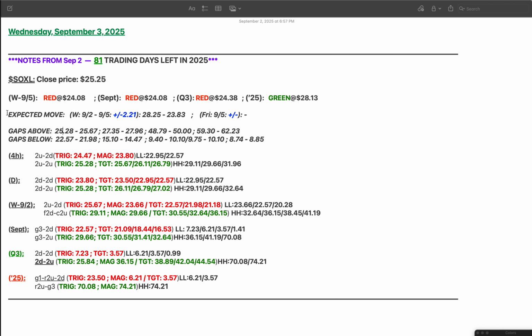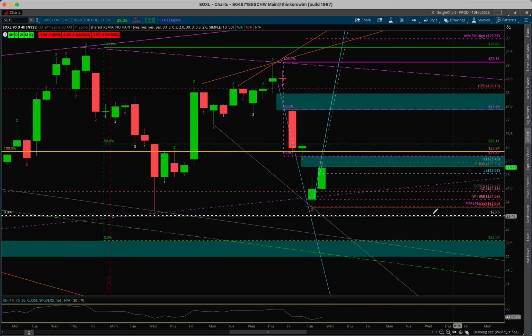We have the market makers expected move for the week, again, $2.21. So that's 28.25 and 23.83. If we take a look back out there, we opened today and pushed down exactly to the market makers expected move to the downside. So we've hit that bottom of that expected move. We've got the high of the expected move up here.